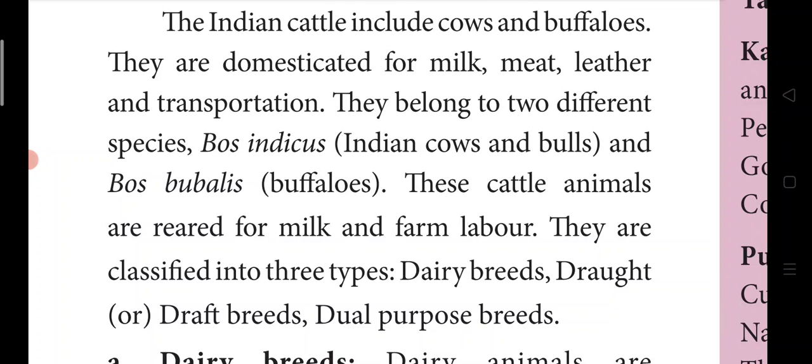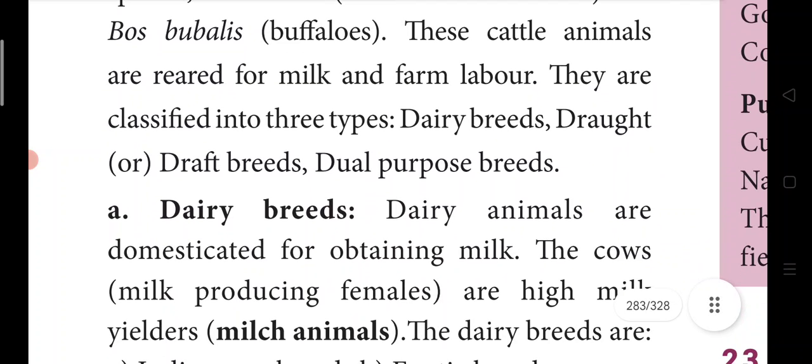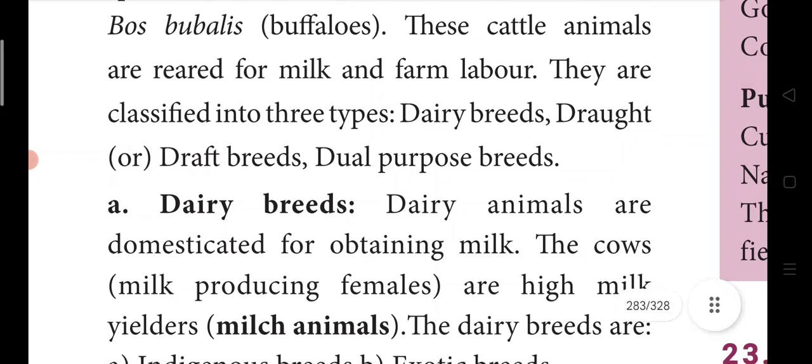These cattle animals are reared for milk and farm labor. They are classified into three types. One is dairy breeds, the other is draught, and the third is dual purpose. Dairy breeds means exclusively giving milk. Draught means they will be working in agricultural fields, plowing and irrigating the land. And dual purpose means they will give milk, and they will also do work in the field.